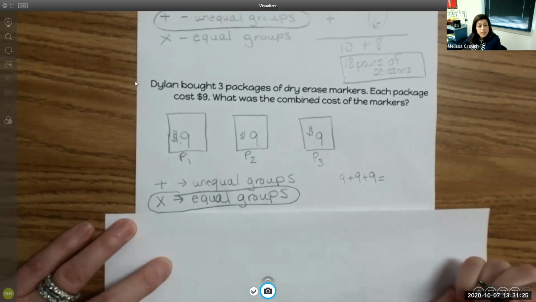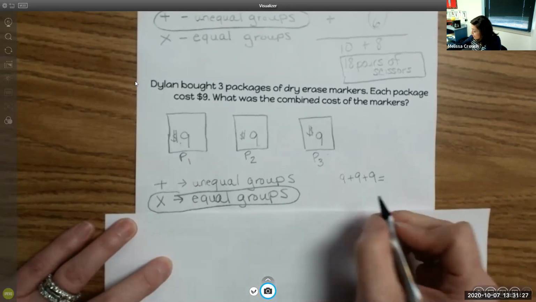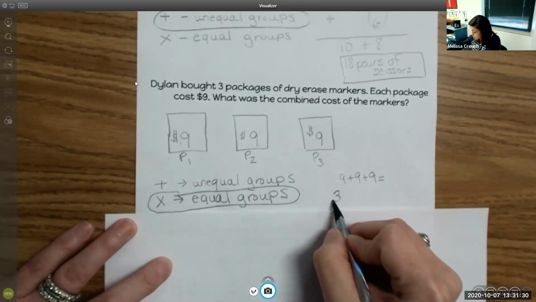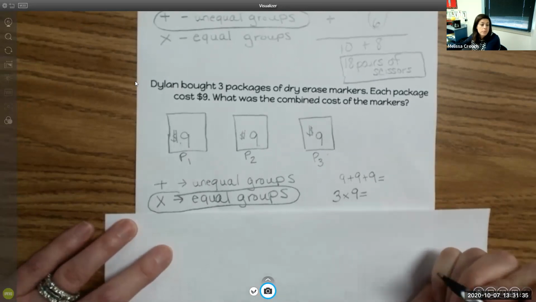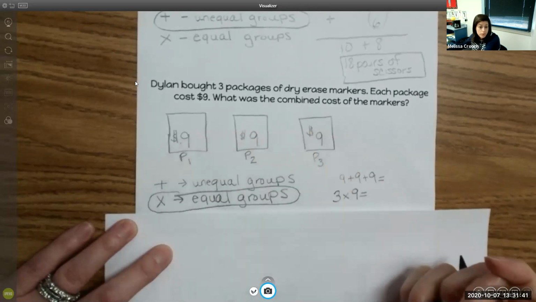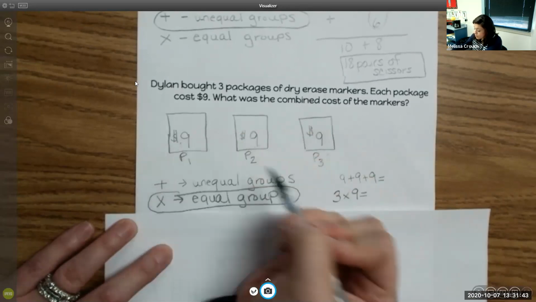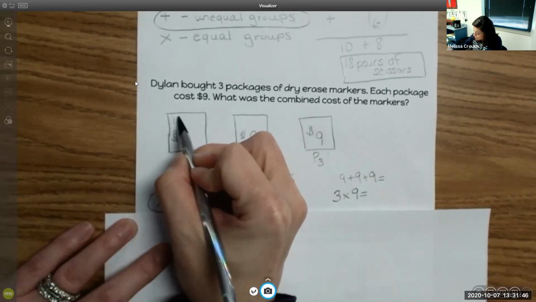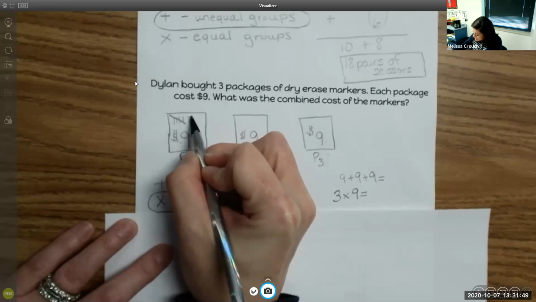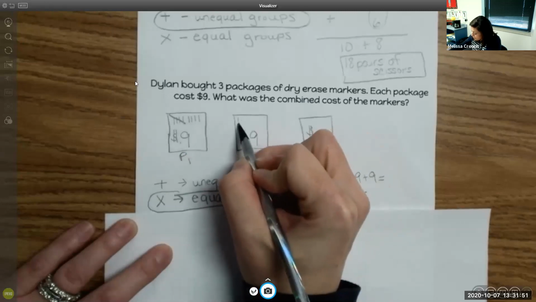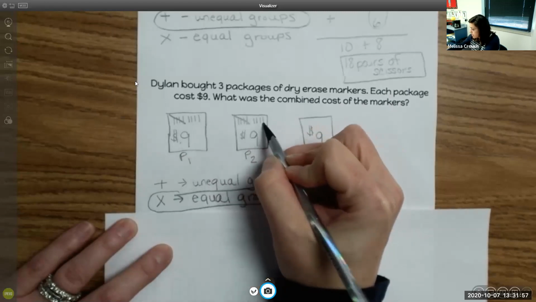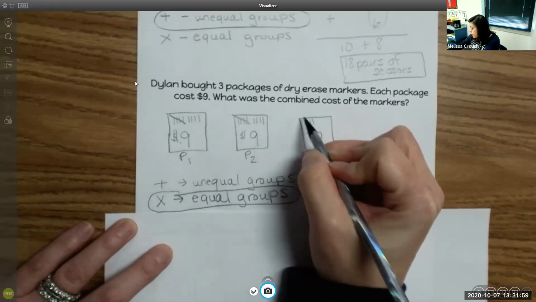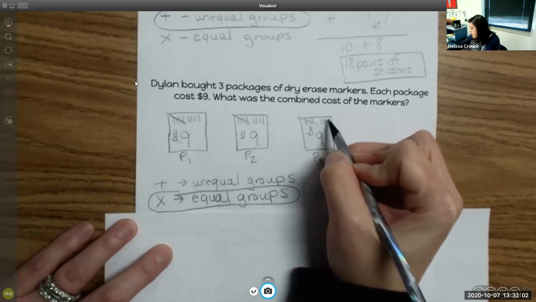So what would be my multiplication equation? Well, I have 3 groups of 9. But I don't know what 3 times 9 is. That's okay. Let's put our tallies into our equal groups and then let's count. So it would be 9 tallies. 1, 2, 3, 4, 5, 6, 7, 8, 9. 1, 2, 3, 4, 5, 6, 7, 8, 9. 1, 2, 3, 4, 5, 6, 7, 8, 9.